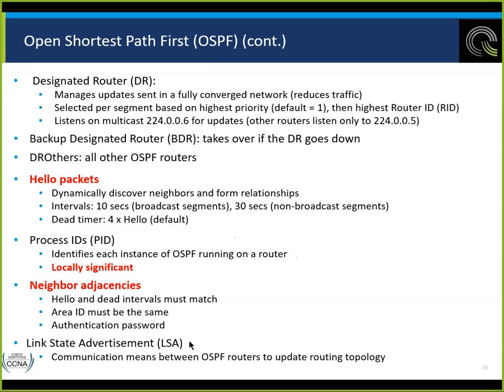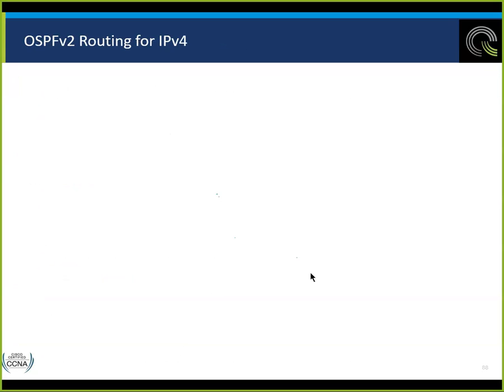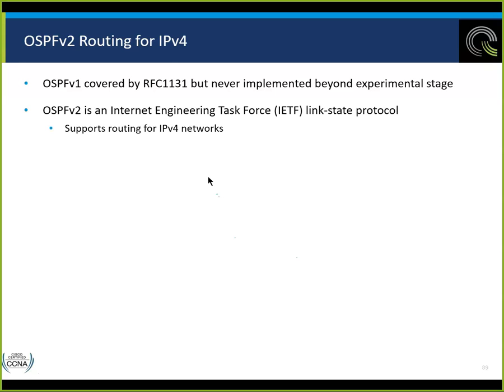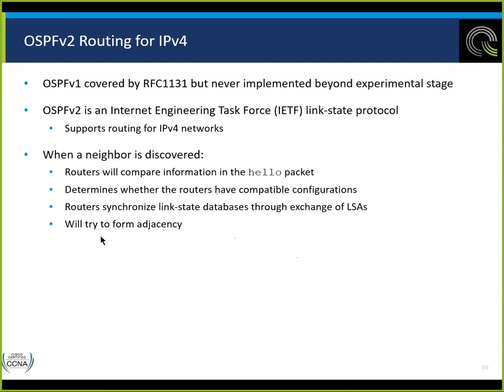The link state advertisements are communications between the routers to update the routing topologies. For IPv4, the RFC 1131, version 1, was never implemented. OSPFv2 is the one that we're using right now, by the IETF. It's a link state protocol, and it supports IPv4 routing.